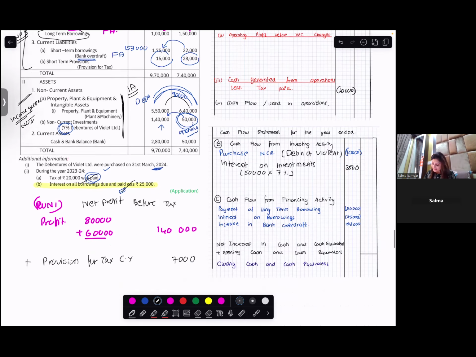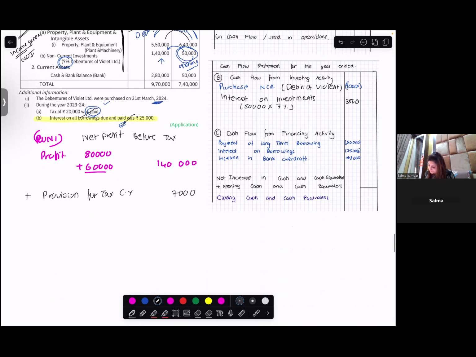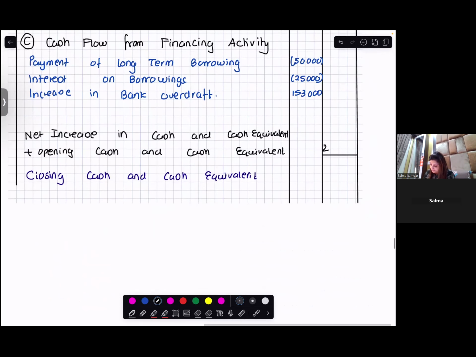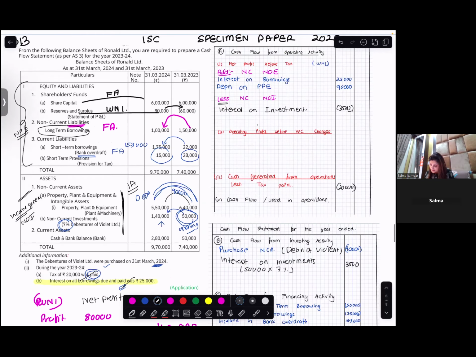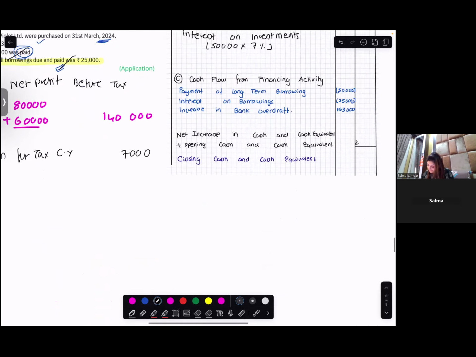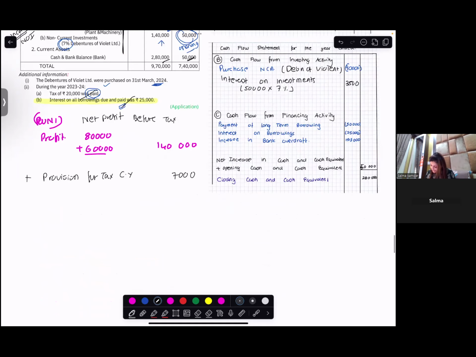Cash and bank balance. Opening cash and cash equivalent would come over here, 280,000. Let me check properly with the columns. Opening is 50, closing is 280. Opening is 50 and closing is 280,000. Your main answer should arrive at this.